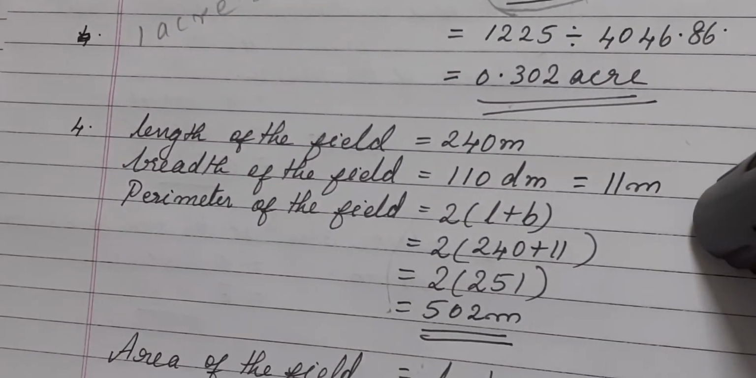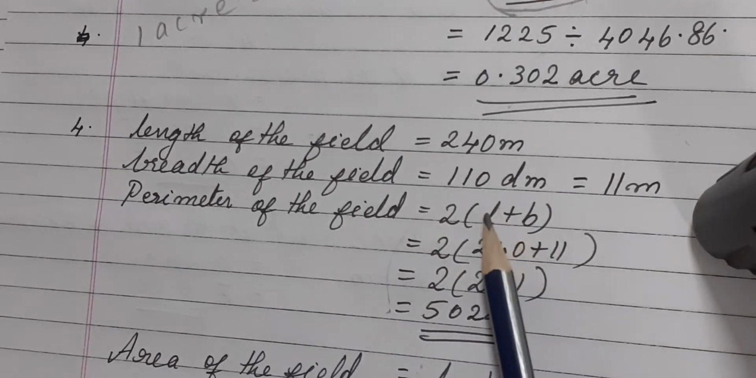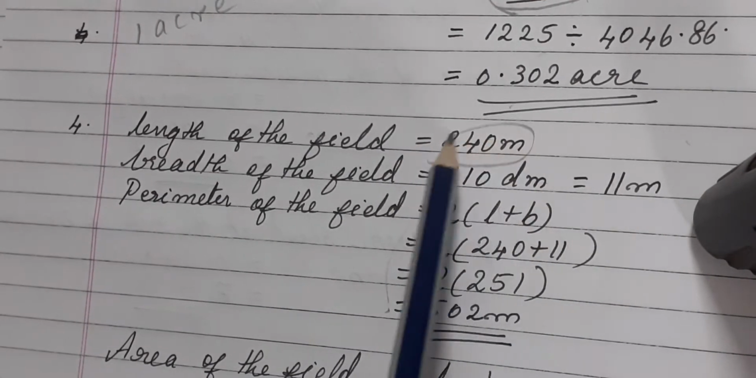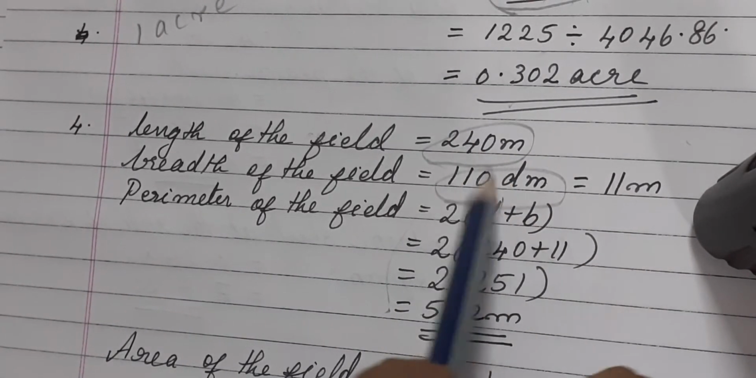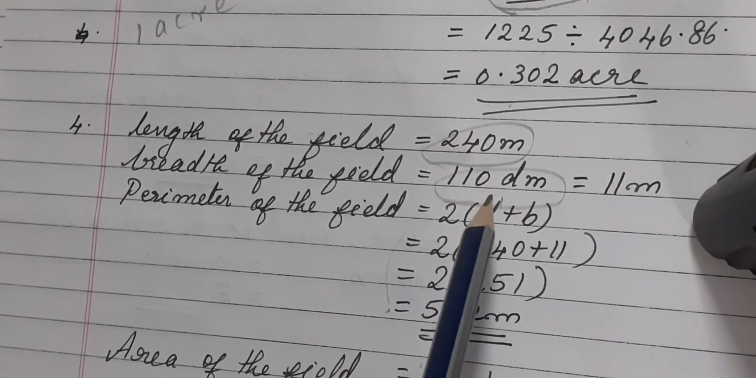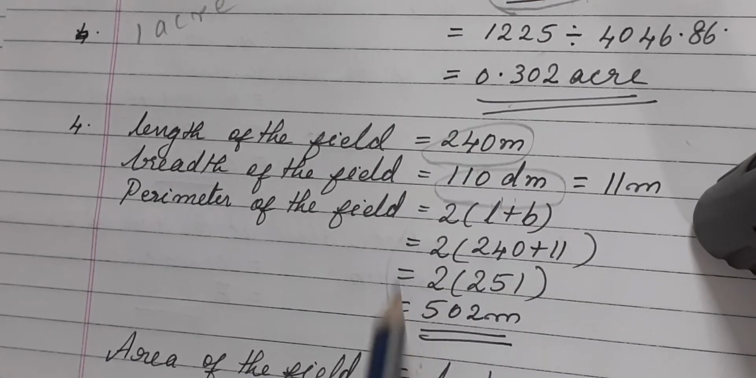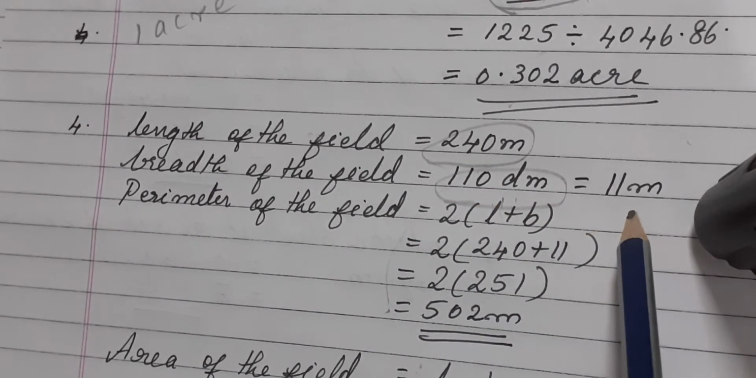Fourth question. Length of the field is given as 240 meter. Breadth is given as 110 decimeter. Here length is in meter and this one is in decimeter, which means this decimeter we have to convert into meter. How to convert decimeter into meter? We have to divide by 10. So that's equal to 11 meter.